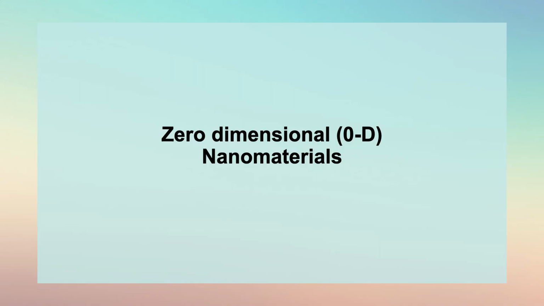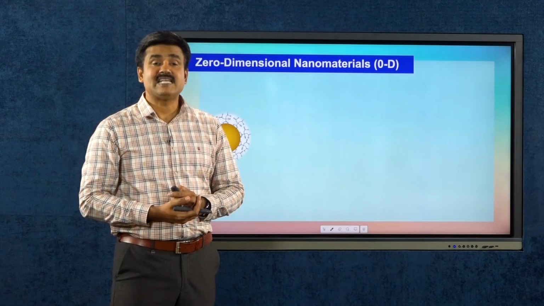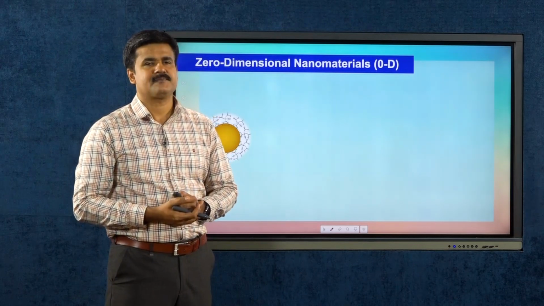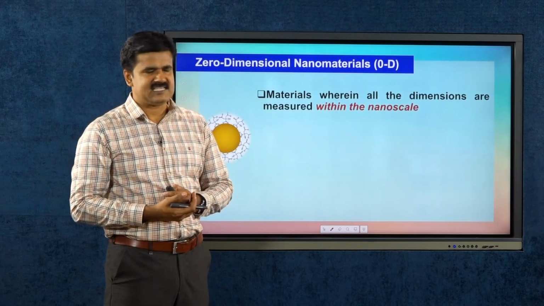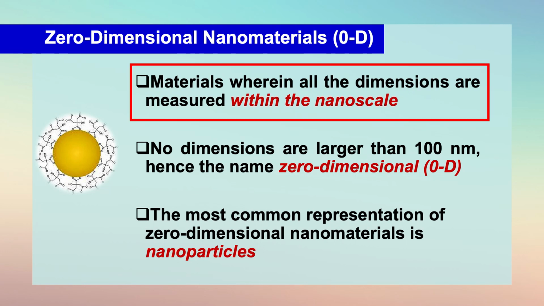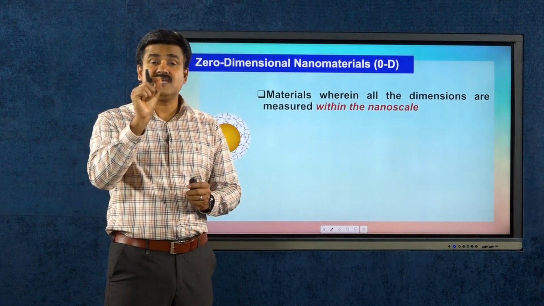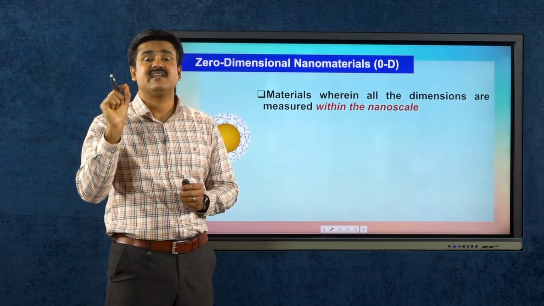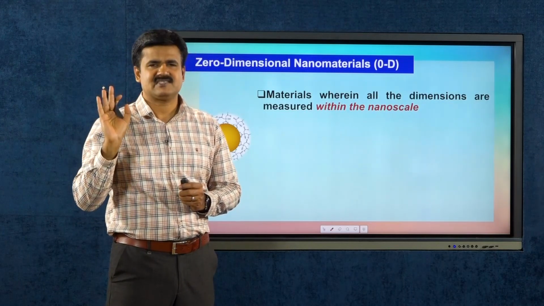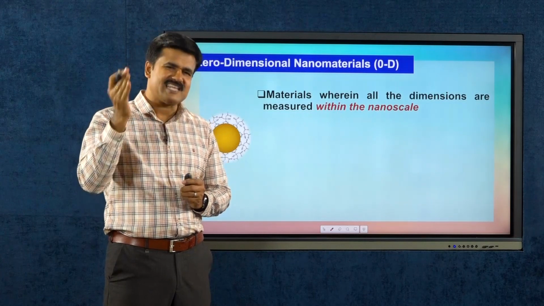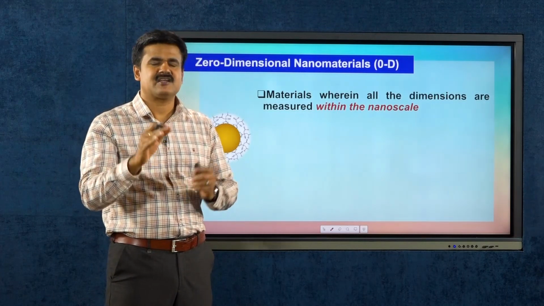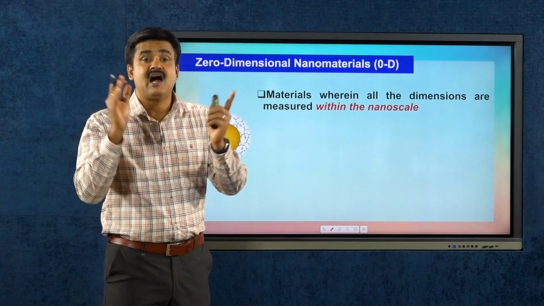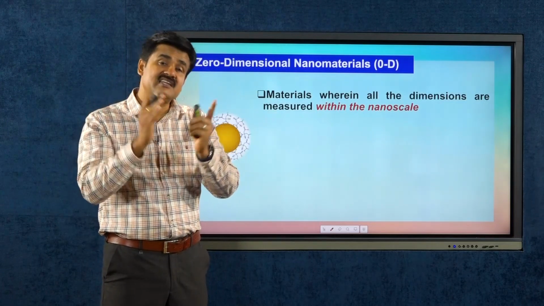First of all, zero-dimensional nanomaterials. What are zero-dimensional nanomaterials? Zero-dimensional nanomaterials are materials wherein all dimensions are measured within the nanoscale. That is, among the 3 spatial directions x, y and z, the dimensions along the x direction, along the y direction and along the z direction are all confined, all restricted, all in the nanoscale.